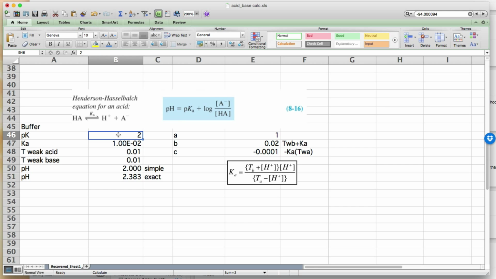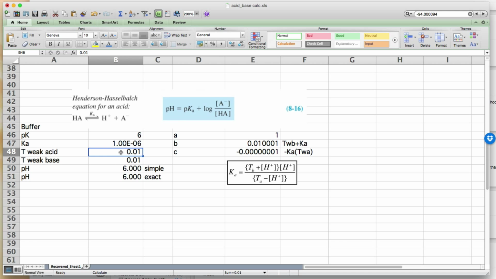So let's go through and do a problem. We'll begin by assuming that our buffer pKa is 6. The Ka is computed below that, and we're going to use 10 millimolar total weak acid and total weak base.